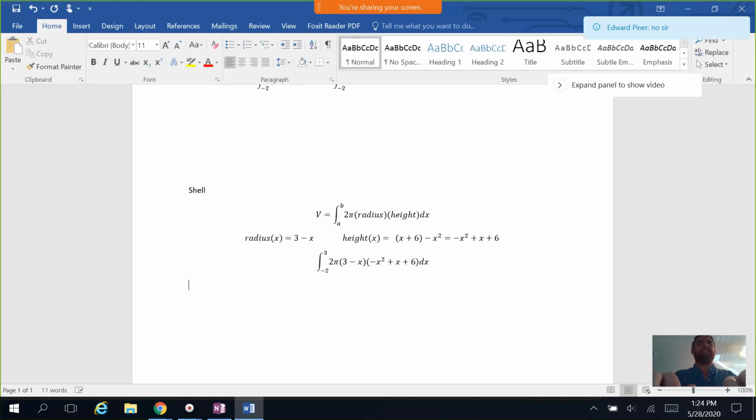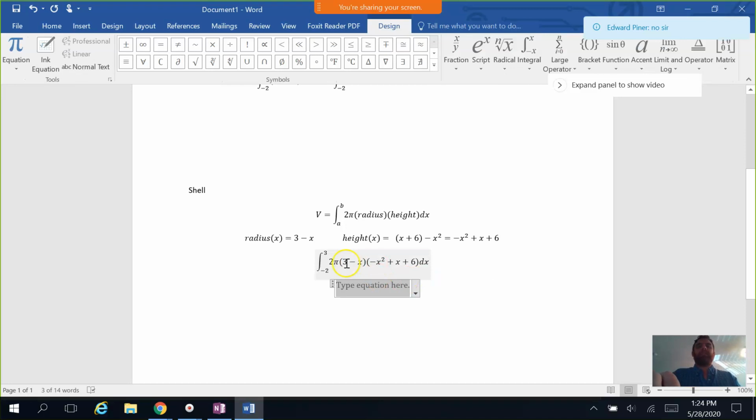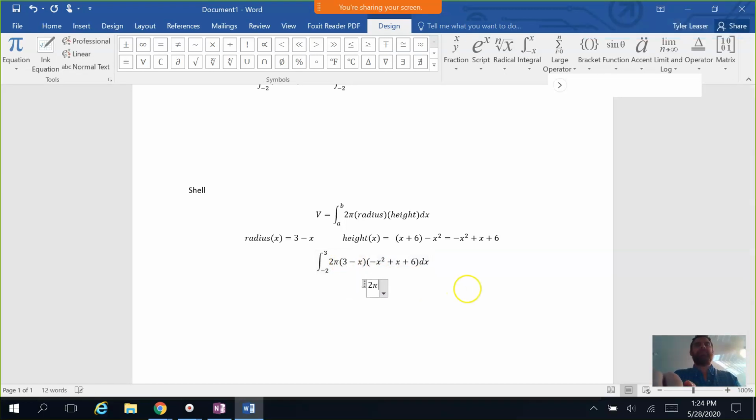Okay, moving on then. So let's pull the 2 pi out, and then we're just going to have to multiply those two things together. I don't know how you guys do it. I've seen a lot of different ways of multiplying polynomials like that. I usually just take the 3, multiply it by everything, and then the negative x, multiply it by everything.